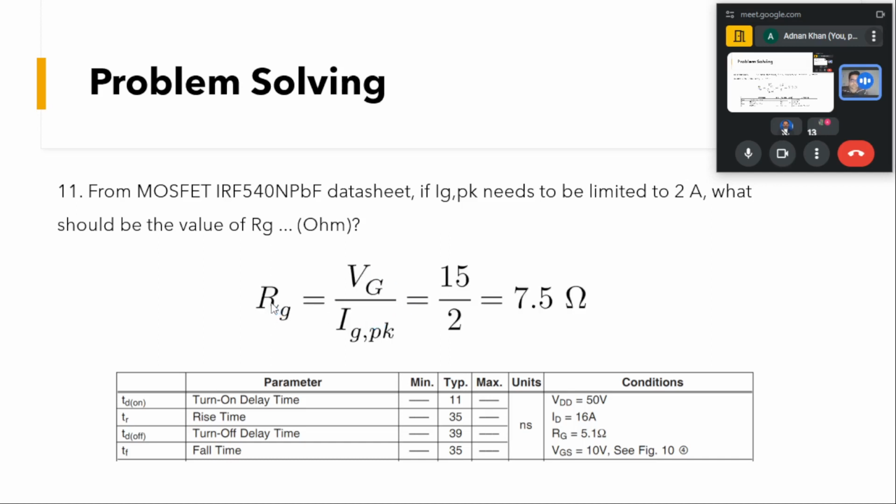So now RG will be given by, we know the I peak. VG is given, it is 15 volt as previous. Now IG peak we want to limit to 2 amps. So from that, using Ohm's law, we can calculate this RG will come out to be equal to 7.5 ohms.